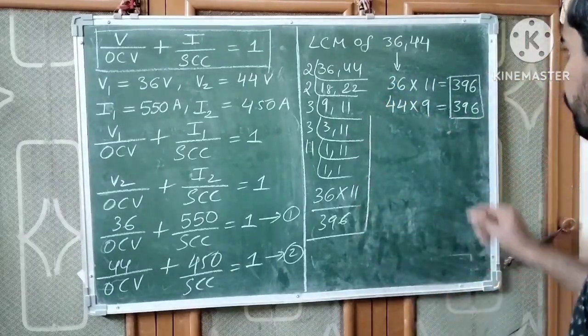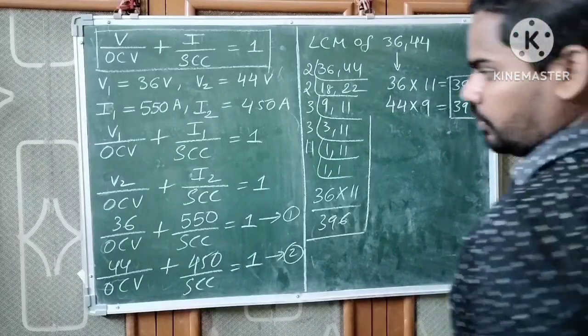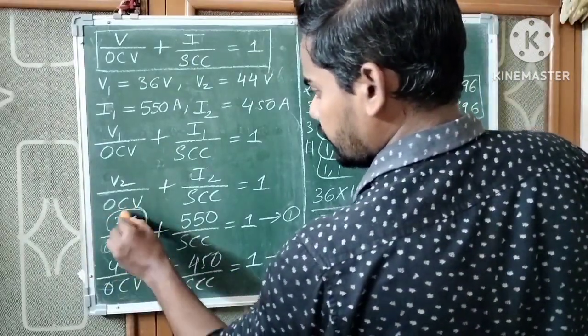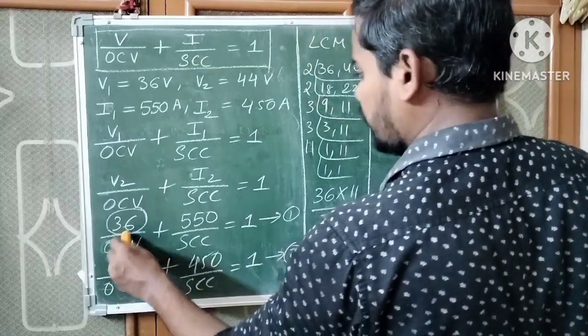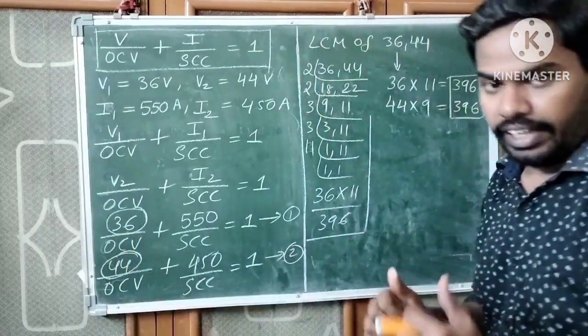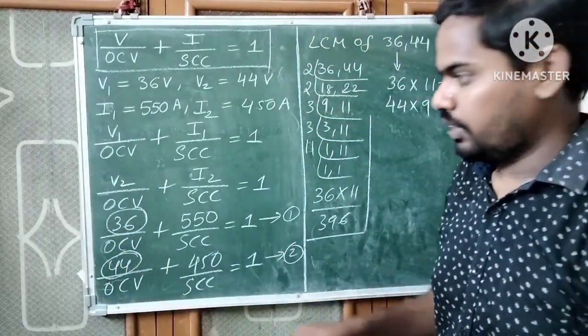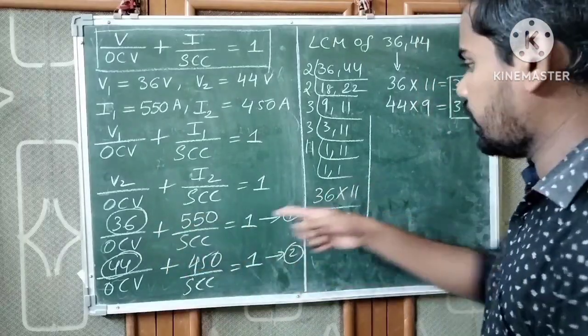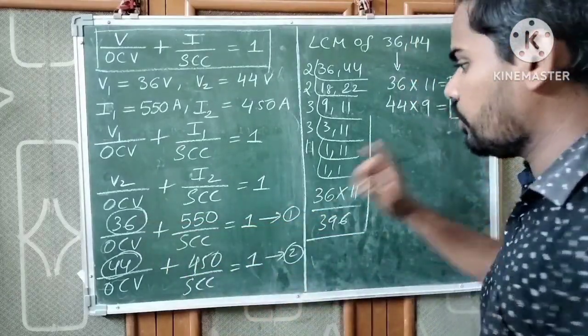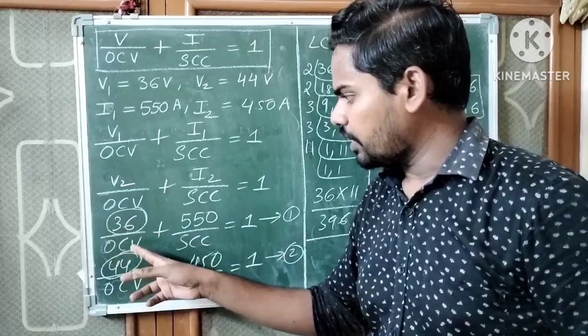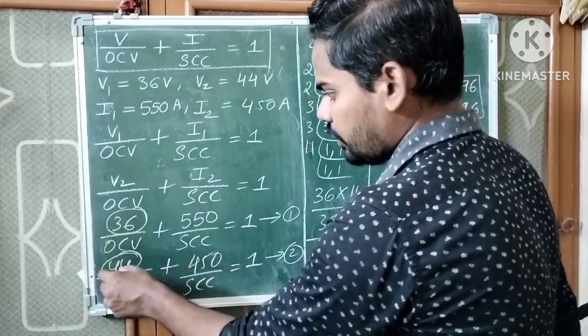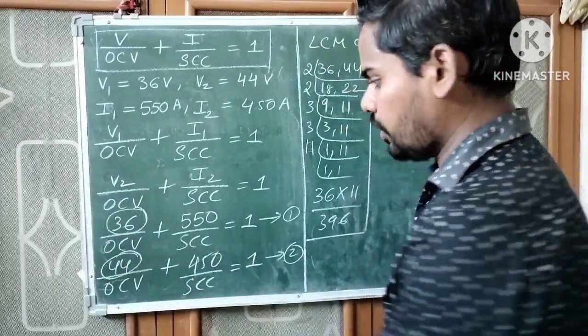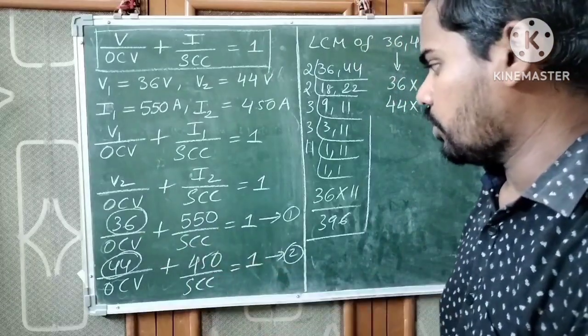Now we have to convert 36 in this equation into 396 and 44 into 396. Why? If we convert 36 into 396 and 44 into 396, then we can cancel this 396 by OCV and 396 by OCV. Then we can find SCC, the short circuit current.